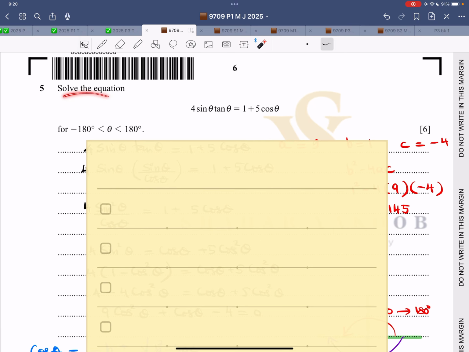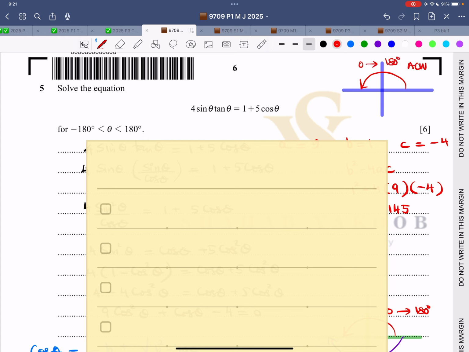Now let me look at question number 5, trigonometry. 4 sine theta tan theta is 1 plus 5 cos theta. Look at this. Theta lies between minus 180 and 180 degrees. So now when we have this between negative 180 and positive 180, what it means is from 0 till 180 degrees, you are going anti-clockwise. Anti-clockwise angles are positive. So this is 0 till 180.